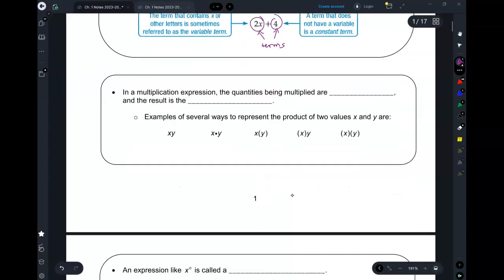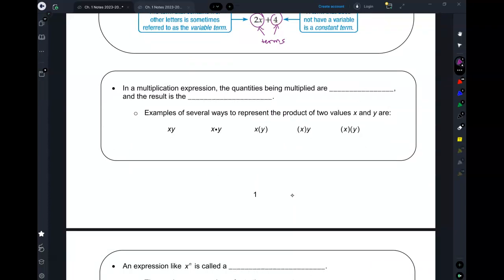All right. When you have a multiplication expression, the quantities that are being multiplied are called what? So if you have 5 times 3, what are 5 and 3 called? Okay, that's the next thing I'm going to ask. The 5 and the 3 that are being multiplied are called factors. And the result when you multiply two factors is a product.